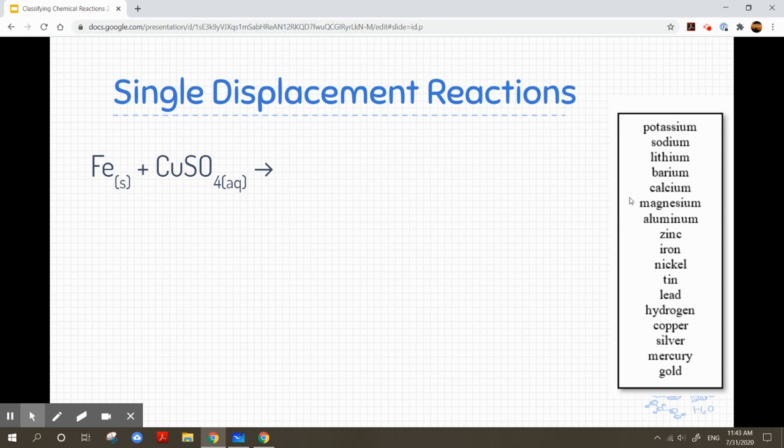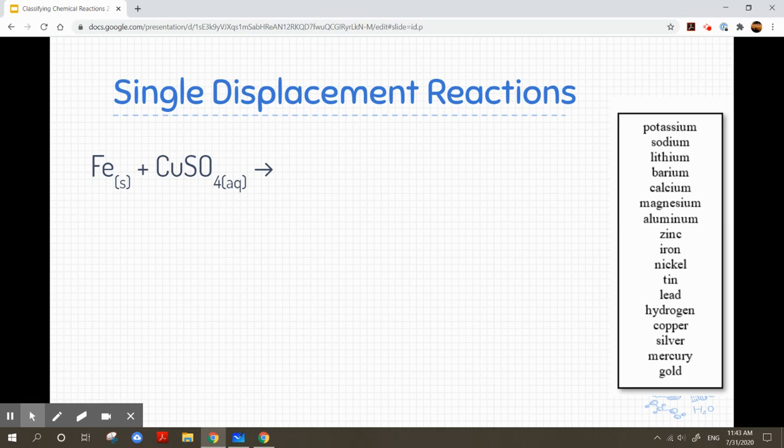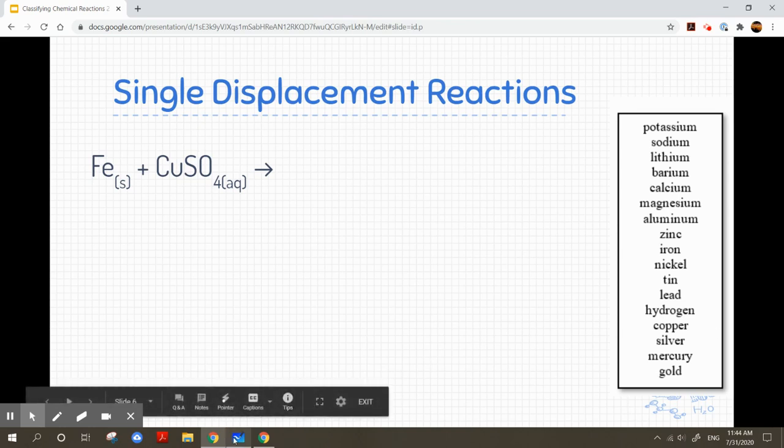So I locate my two elements here. Going down from the top, there's iron, and there is copper further down. So iron is more active than copper, which means iron can displace copper from this compound. So you check first before we proceed. Let's switch over to the whiteboard and complete this reaction.